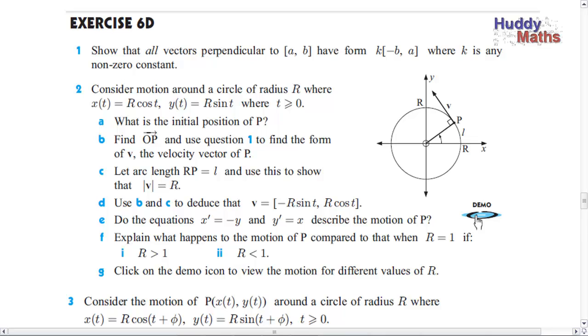And so I want you to have a go at these. Show that all vectors perpendicular to AB have that form. Please notice all vectors. You can't just say prove that those two are perpendicular. Okay, I'll give you a hint. You've got to say let all vectors perpendicular be represented by xy or something like that. Okay, so all vectors perpendicular.